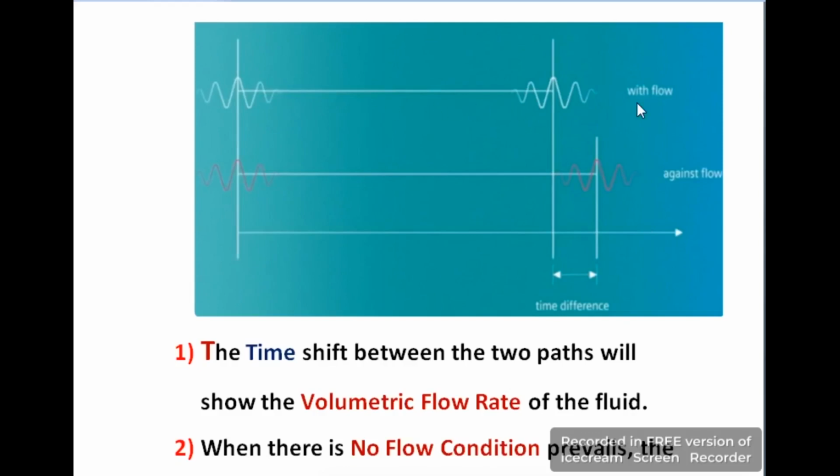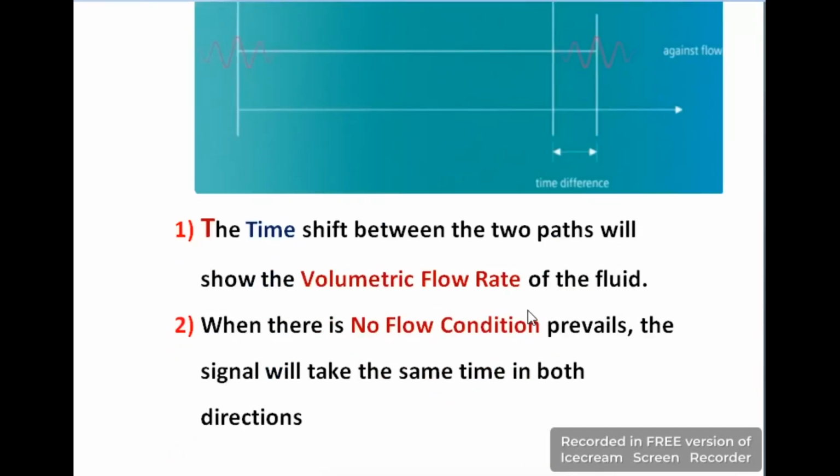In this chart, you can see the lines. The first one is with flow and the second line is against flow. The difference between these two lines is the time difference. So this meter will always measure two readings: the first one with the flow, and the second one against the flow. Then we will find the difference of these two readings, and this result will be our desired volumetric flow rate. And when there is no flow in the pipe, the time difference will be zero. So it means there is no flow in the pipe.